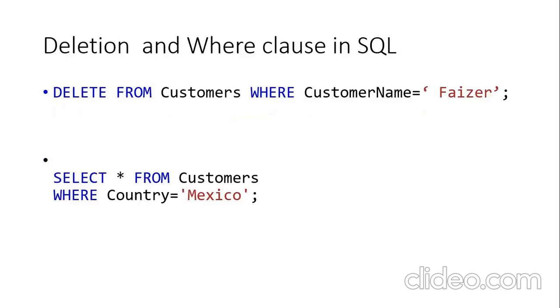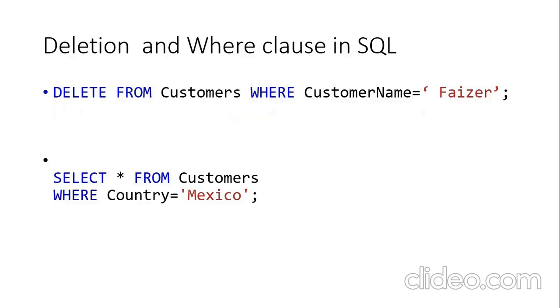Delete from customer where customer name equal to Pfizer. This is used to perform the deletion, so that row is deleted. Delete from customer where we have the customer name equal to Pfizer, and that row gets deleted. Next we are using the select command.